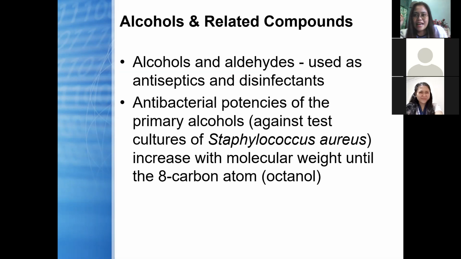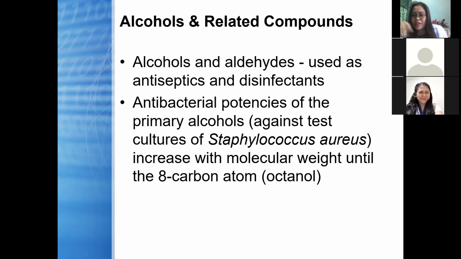Take note, class, of the antibacterial ability or potency of our primary alcohols, especially against Staphylococcus aureus. Again, the bacteria used in this testing is Staph aureus. The antibacterial property of primary alcohols increases with the molecular weight until the 8th carbon atom. Like methanol has only one carbon, right? When it becomes two carbons, like ethanol, it is more potent. And then propanol, even more potent.